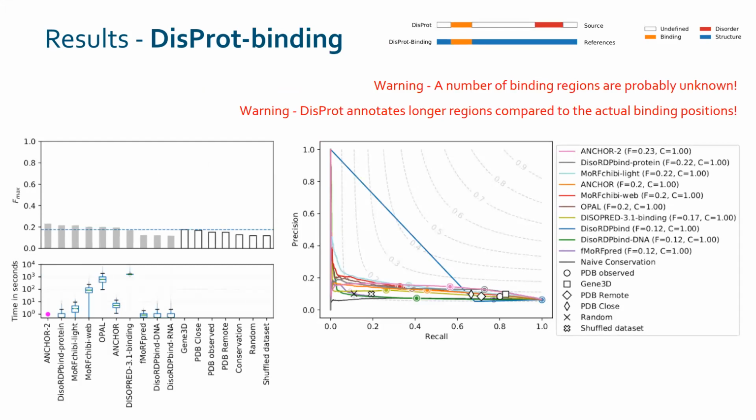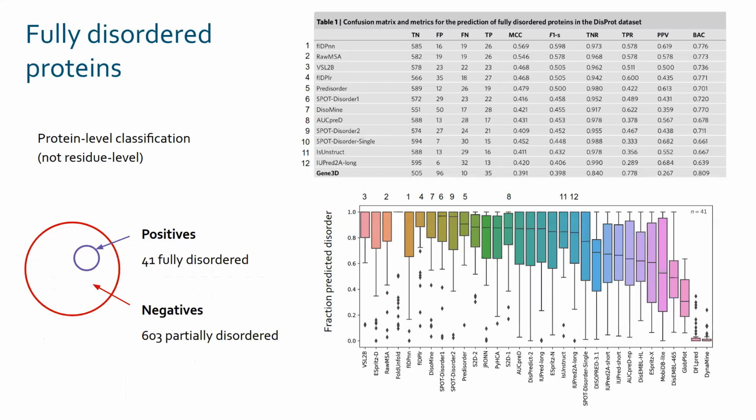Well, for DisProt binding, the situation is even worse. Actually, methods are better than the baselines, but the overall Fmax is very, very low. On the other hand, we can consider that defining negatives for binding is very difficult. And at the time, DisProt had just started to annotate binding regions, so it was extremely incomplete compared to what it is now. So we hope that in the second edition, this situation will change drastically.